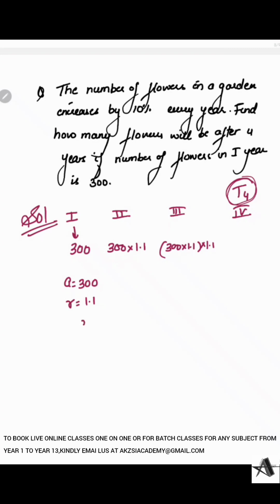So t4 is ar to the power of 4 minus 1, which is 3. a is 300 into r is 1.1, whole to the power of 3. This will give us the answer as 399.3, which is approximately 400. Obviously 399.3 cannot be the number of flowers, so it's going to be 400. So basically that's it for today.